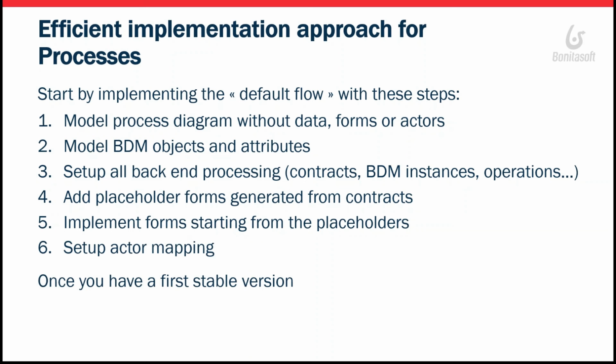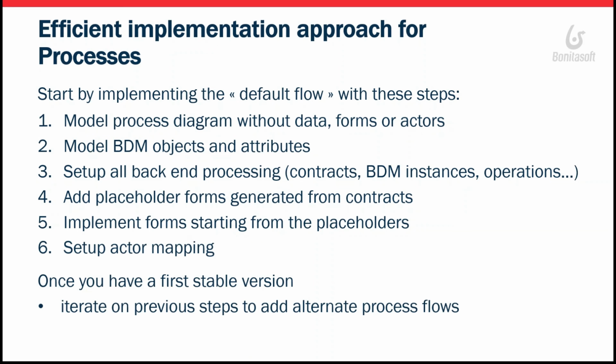Then once you have done all of these steps, you have, of course, a first stable version. You want to consider the alternate paths, the secondary flows, and you want to iterate basically on the previous steps to add your particular exceptions. For example, if a task is not submitted within a given time, then I need to escalate it. Or if my request gets rejected, I need to take these extra steps. All of these are secondary flows on your process, and you need to add them to your basic process.